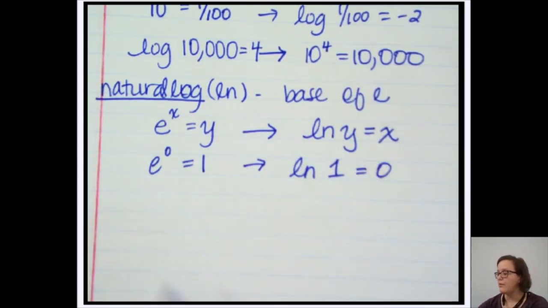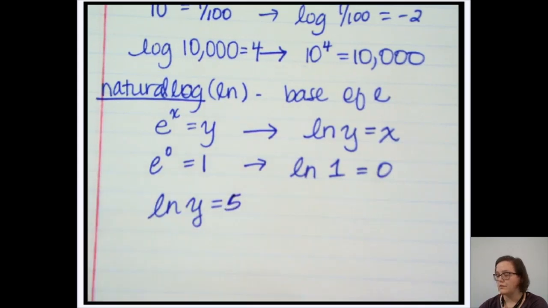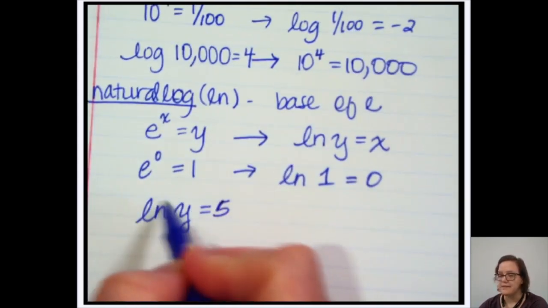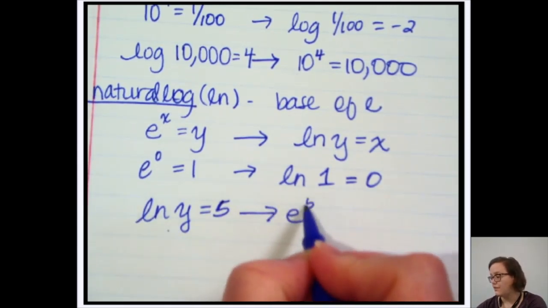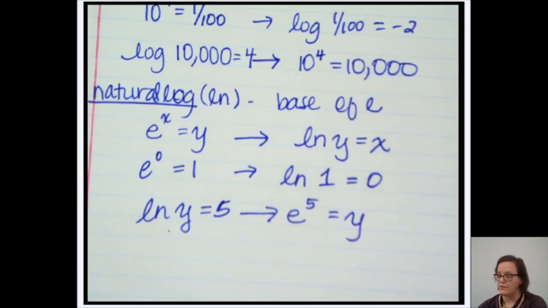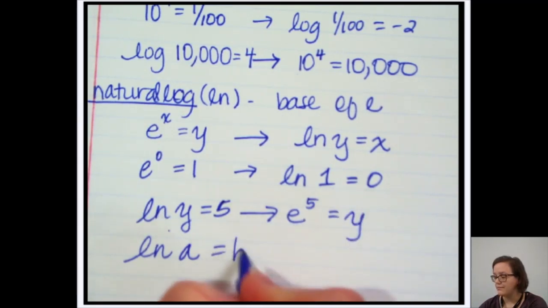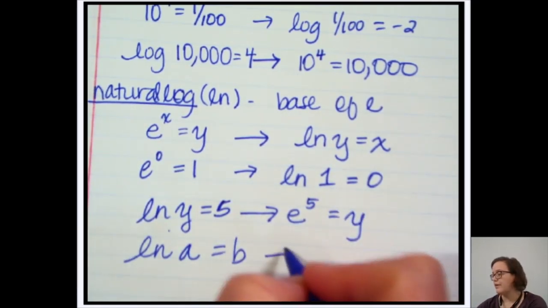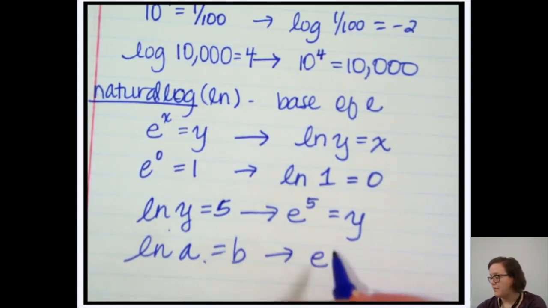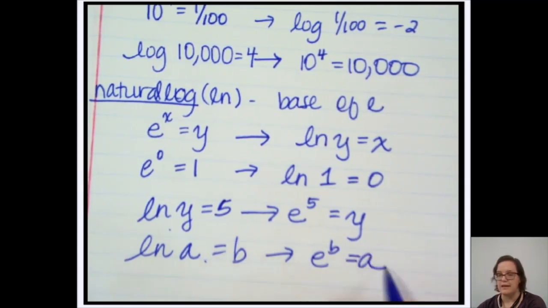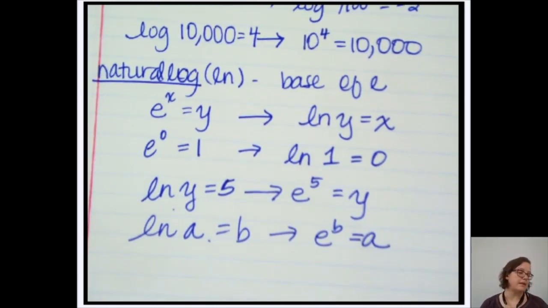Going the other way, if I have natural log of y is equal to 5, what do I know the base is when I have natural log? It's e. So I have e to the 5th is equal to y. Or if I have natural log of a equals b, whenever I see a natural log, I know that e is the base. So I have e to the b power is equal to a. So natural log goes with e, and the common log goes with 10.